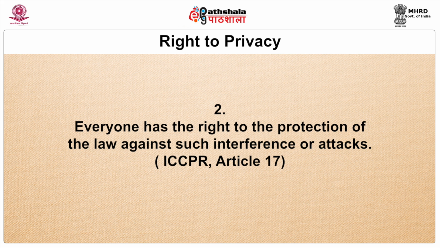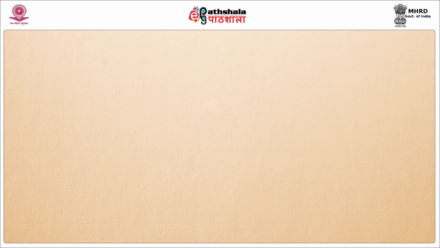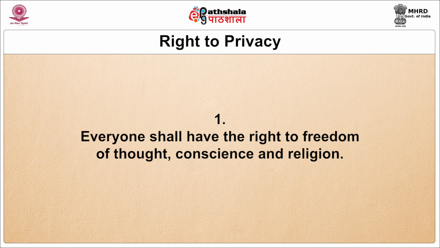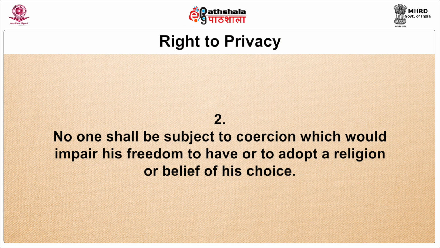ICCPR Article 17. Freedom of religion. Everyone shall have the right to freedom of thought, conscience, and religion. This right shall include freedom to have or to adopt a religion or belief of his choice, and freedom either individually or in community with others and in public or private to manifest his religion or belief in worship, observance, practice, and teaching. No one shall be subject to coercion which would impair his freedom to have or to adopt a religion or belief of his choice.